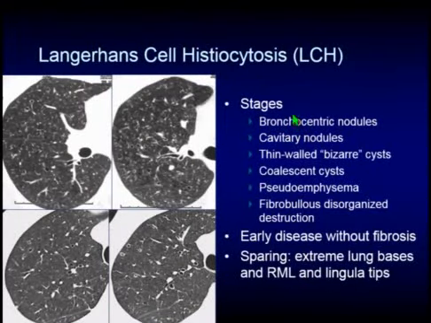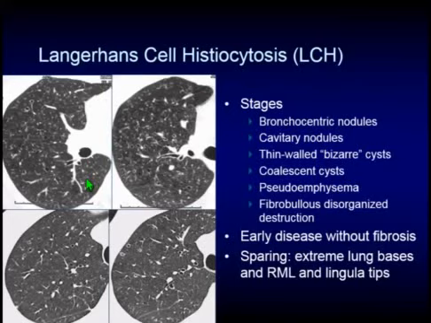This goes through stages. It starts with a bronchocentric or centrolobular nodule. That nodule grows and cavitates, becoming what we call thin-walled bizarre cysts. These cysts may coalesce, and you get areas of pseudoemphysema and fibrobullous disorganization and destruction with intervening fibrosis. In the early stages of disease you won't have fibrosis, but later on there is. There generally is a sparing of the extreme lung bases as well as the tips of the right middle lobe and lingula.